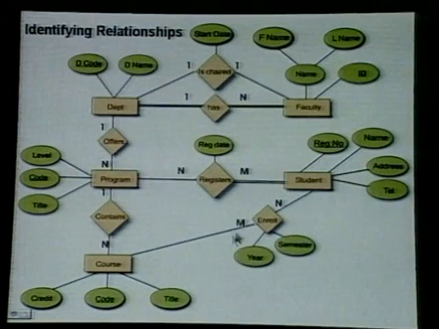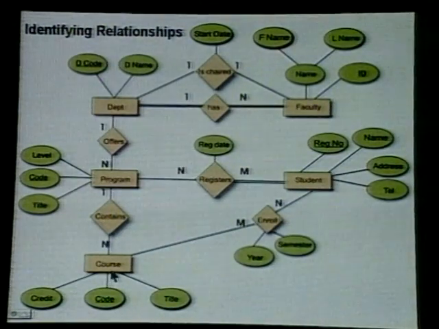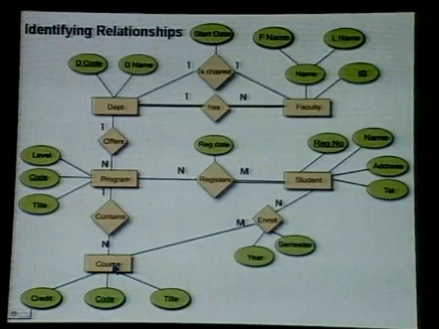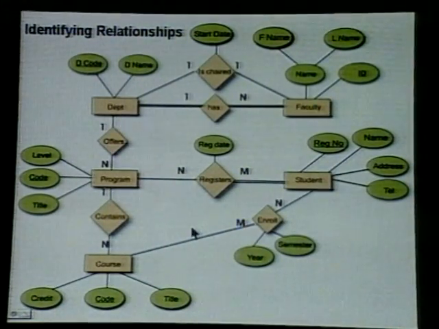And the last thing here is that the course and the students are again related with each other with the cardinality of m to n, which shows that one student can enroll in more than one course, and in a single course more than one student can register.